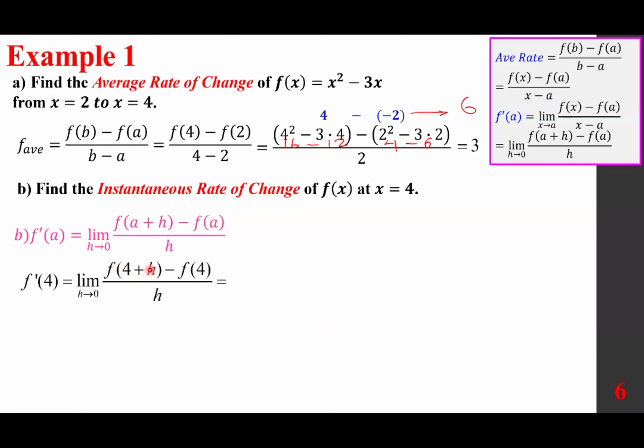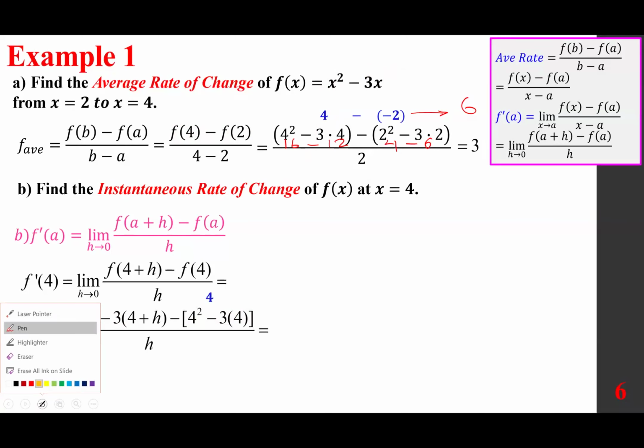So what is f of 4 plus h? 4 plus h squared minus 3 times 4 plus h. Minus, what is f of 4? You don't have to, I mean, you can plug in 4 squared minus 3 times 4, or just remember f of 4 was evaluated at 4 already. You could do that. So let's write them. This one, I'm going to use the 4 that we had. Okay, we had the 4. So I'm not going to evaluate it again. This one, I want to remind you, 4 plus h squared.